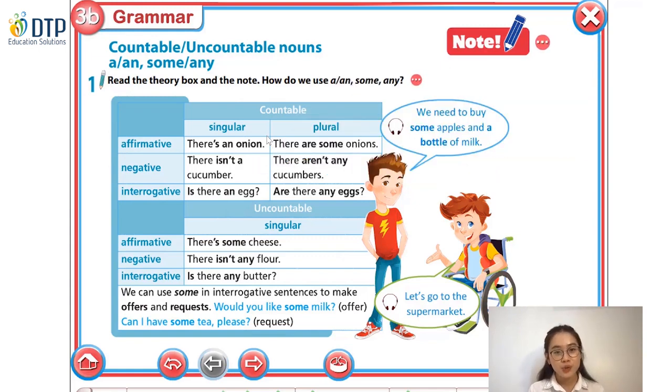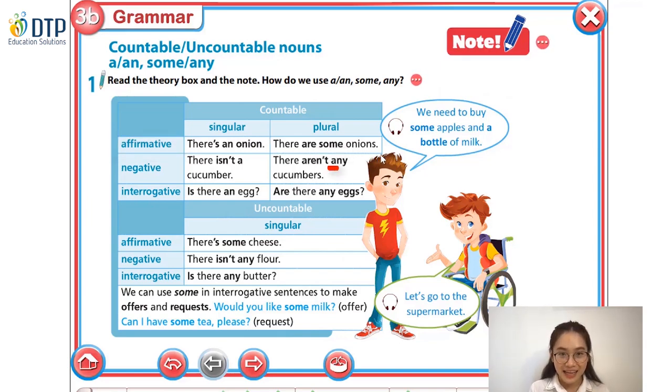Right, so when it comes to the plural forms of countable nouns, vậy khi đến những cái dạng danh từ đếm được số nhiều, so remember that we use some before plural countable nouns in affirmative sentences. Chúng ta sử dụng some trước những danh từ đếm được số nhiều ở trong câu khẳng định các bạn nhé. For example, there are some onions.